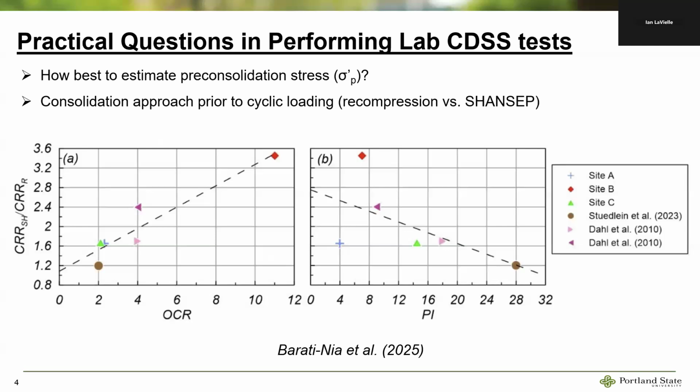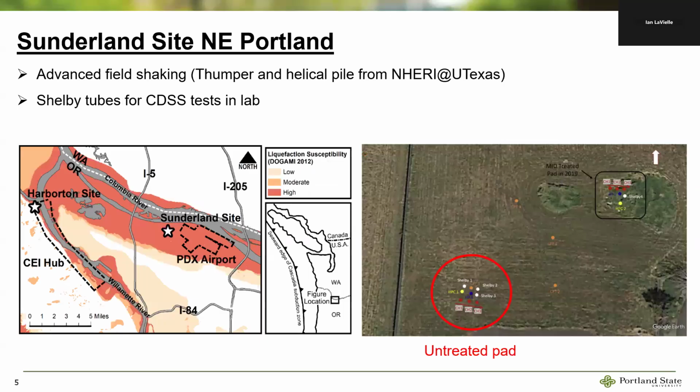So we thought that with this project, where the University of Texas was able to do the field testing, maybe we can use that data to inform these two questions: how to estimate OCR, and also which method to use in our CDSS testing.